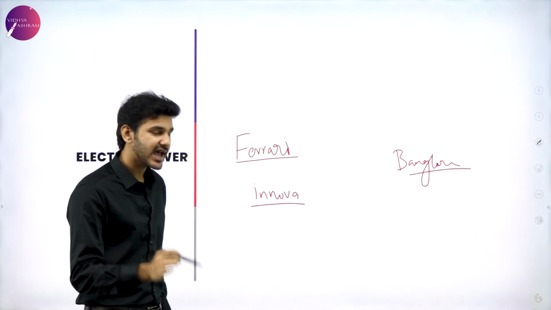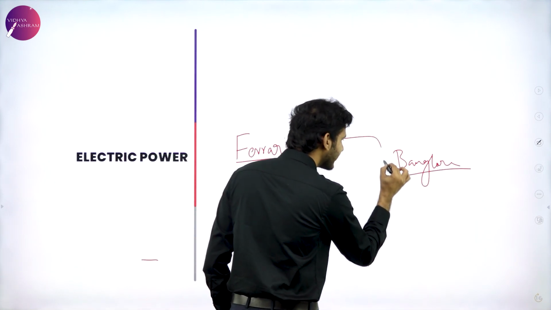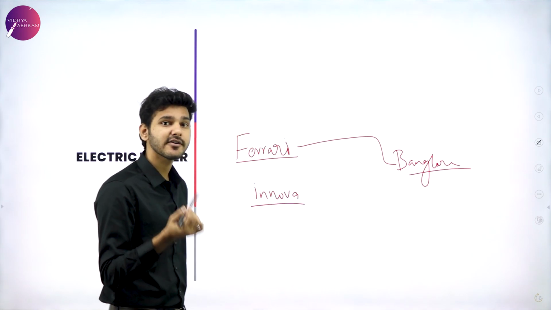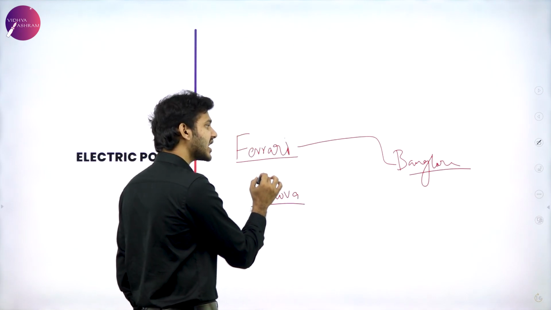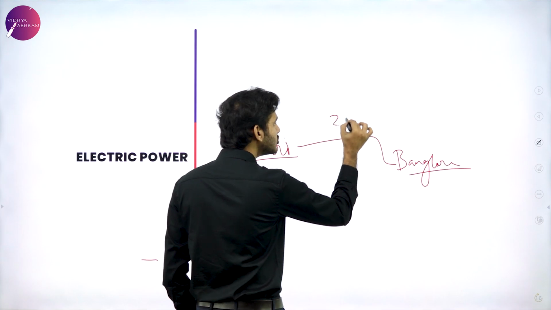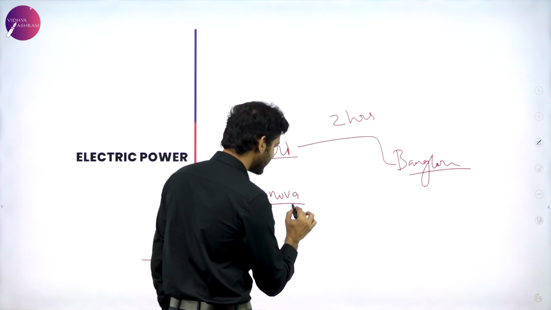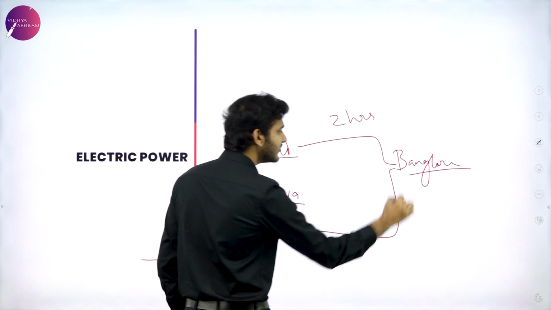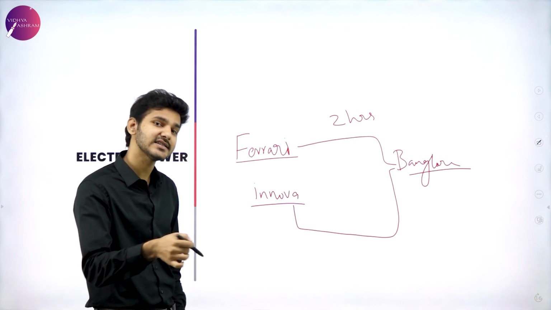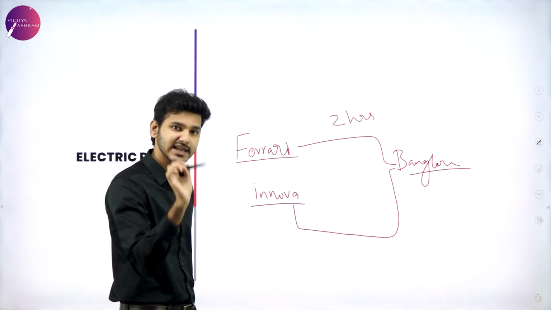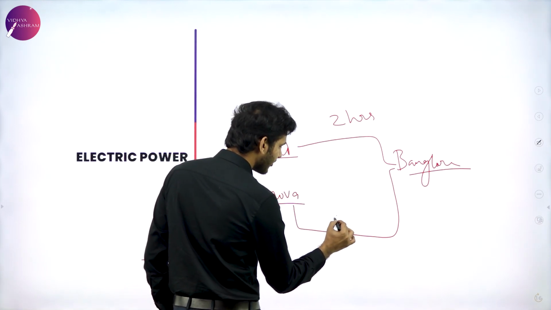So imagine that I reach Bangalore from Mysore. Both of us are starting from Mysore. So imagine that I reached Bangalore in 2 hours. And imagine that my friend Vishnu is going to reach in his Innova into Bangalore at the same location in, let's say, 4 hours.